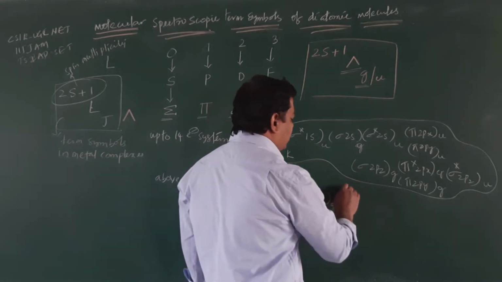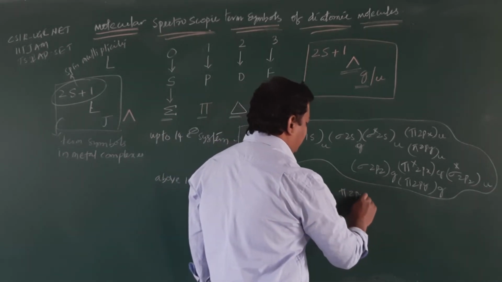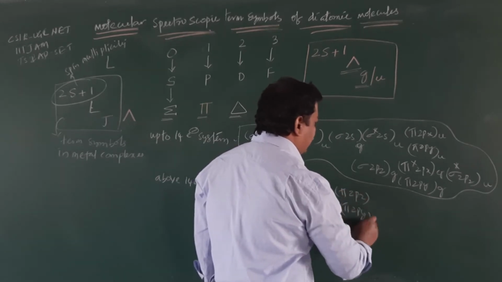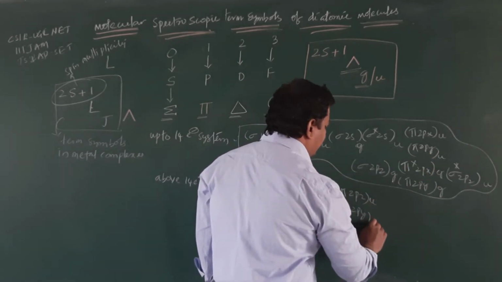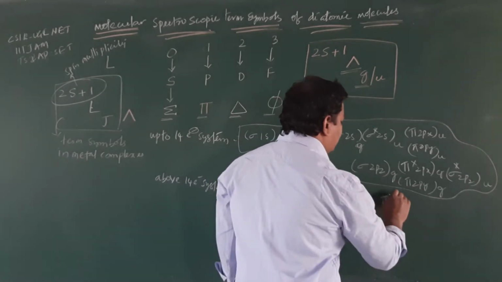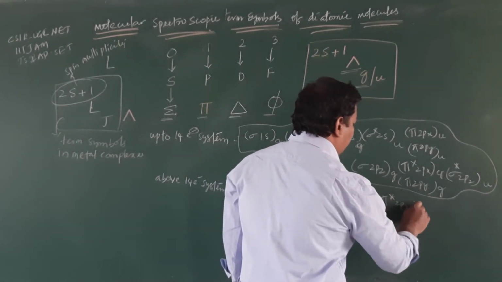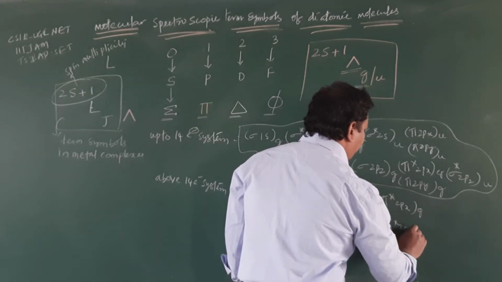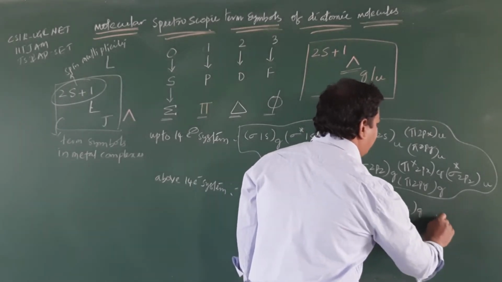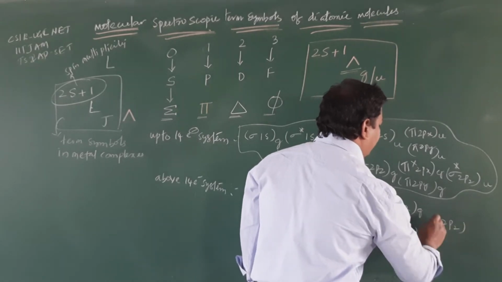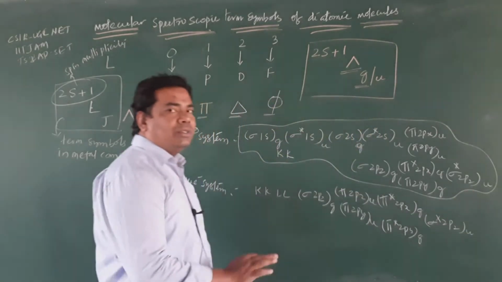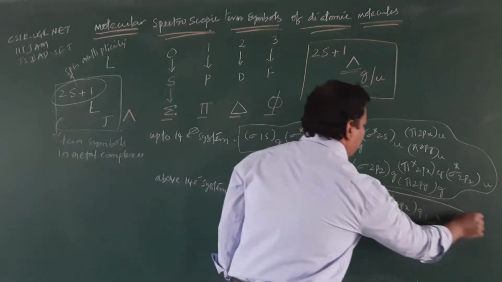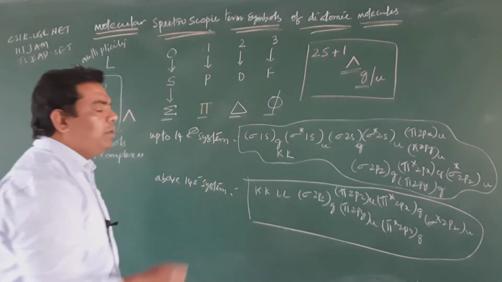Then electrons enter into the pi 2px and pi 2py, which are ungerade. Next, pi star 2px and pi star 2py are gerade, and sigma star 2pz is ungerade. So this is the energy order for above 14 electron systems. Please remember this energy order.